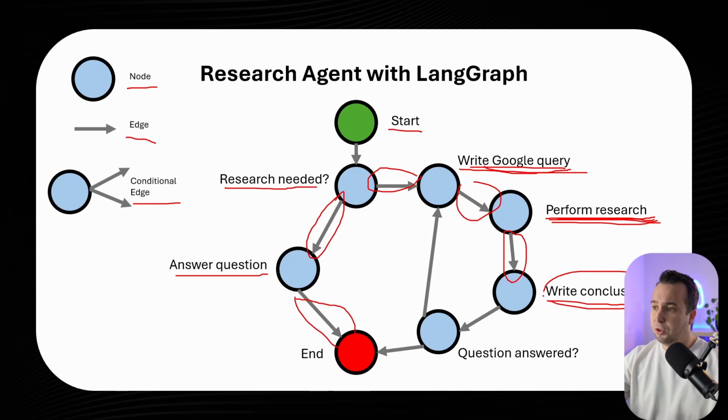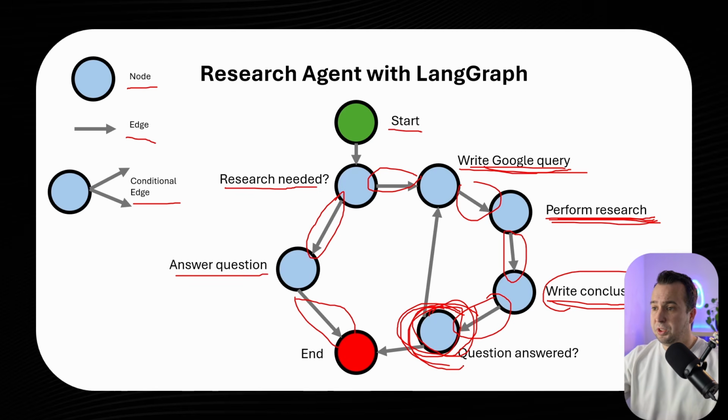So the write conclusion node has only one task, that is to take the Google query, the research question, and the research, and based on that, write a conclusion that is answering the question of the user. Then as soon as the question is answered, we also want to do a check whether we are actually answering the question of the user.